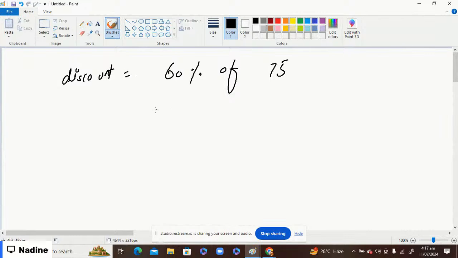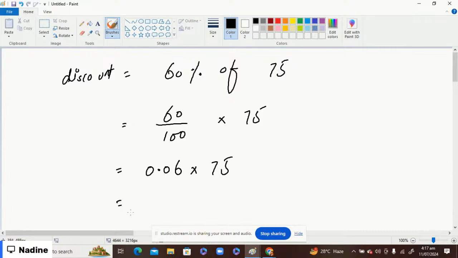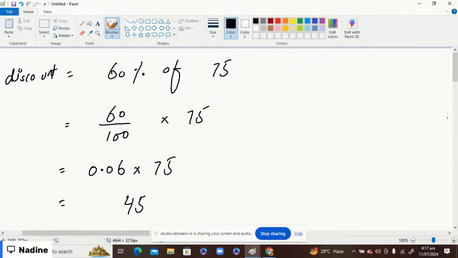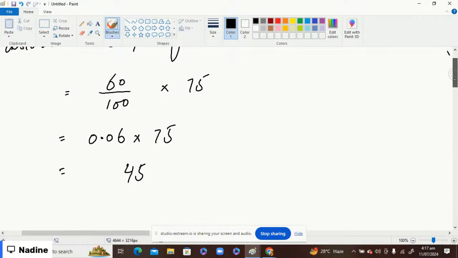Okay. So 60% is 60 divided by 100 times 75. What is 60 divided by 100? Which is 0.6. Multiply with 75. When you multiply these two numbers, you get the answer 45. This is your discount. Now find the discount price.